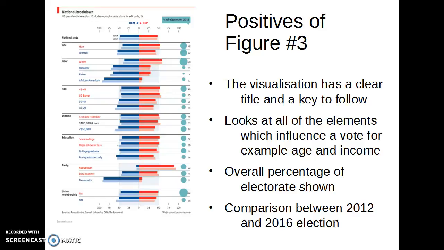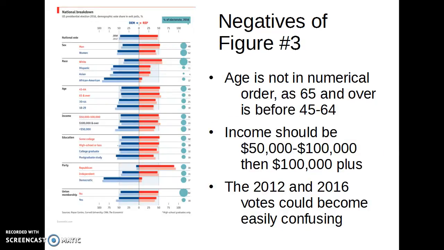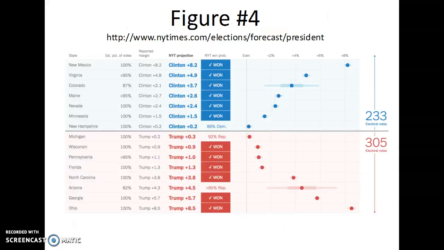their influence on politics. Although this visualization is very detailed, it also has some flaws in the amount of information given. An example of this is that the age category is not in numerical order, as 65 and over is before 45 to 64. There is the same type of flaw in the income category. And the last weakness of this chart is that the 2012 figures and 2016 figures can get easily confusing.